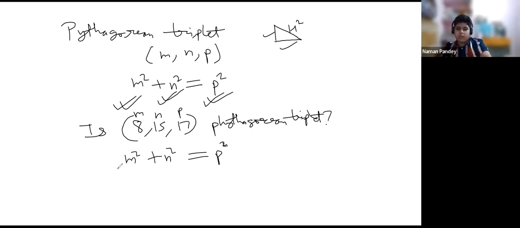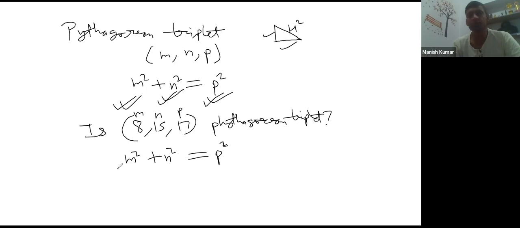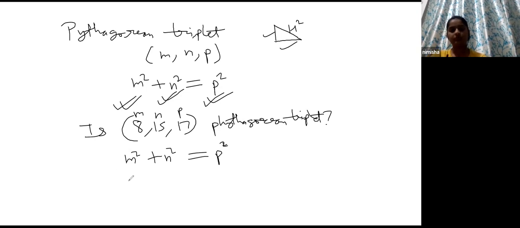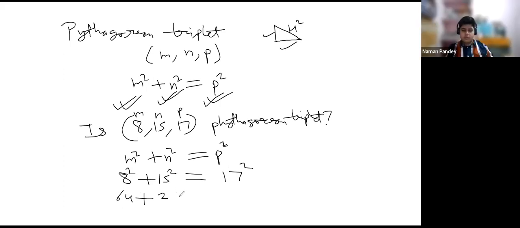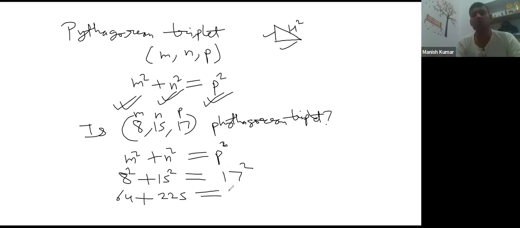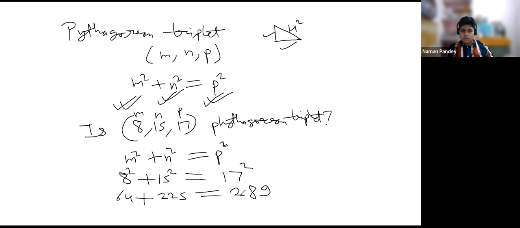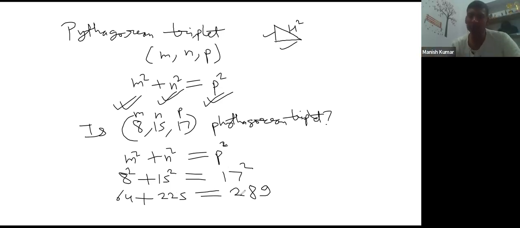No, sir, it is not equal. Nimisha, check. Yes, sir. Is it equal? No, sir. Okay. M square means 8 square, N square means 15 square, and P square means 17 square. 8 eights are 64 and 15 fifteens are 225. And 17 seventeens are 289, right?